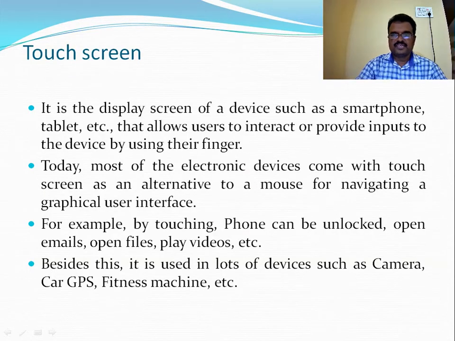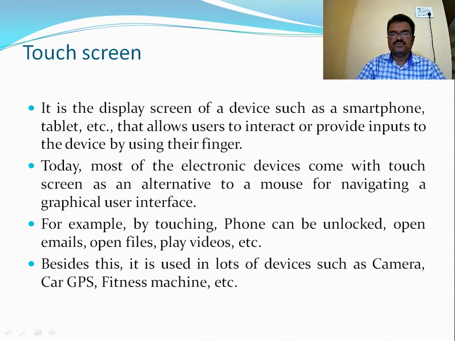Next one is the touch screen. Nowadays very popular, this one. A touch screen is a display screen of a device such as a smartphone, tablet, etc. that allows the user to interact or provide inputs to the device by using their finger. Today, most electronic devices come with a touch screen as an alternative to a mouse for navigating a graphical user interface. For example, by touching, a phone can be unlocked, emails opened, files opened, and videos played.